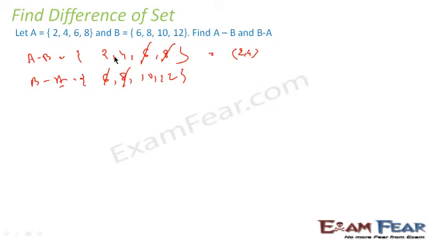No, we can't subtract. Is 12 in A? No, we can't subtract. So B minus A is 10, 12. Here also, if you see, A minus B and B minus A are mutually disjoint. That is, if we do an intersection of these two sets, what you get is 5.